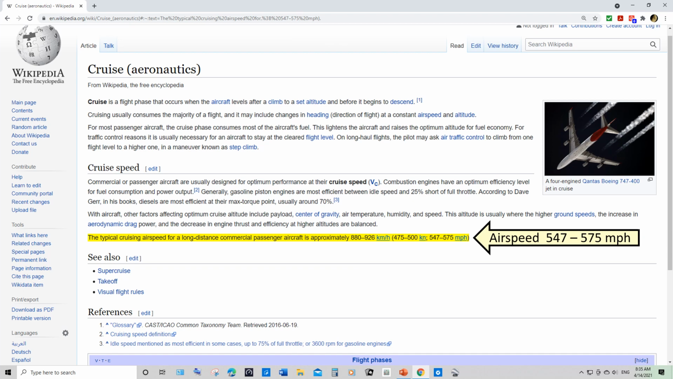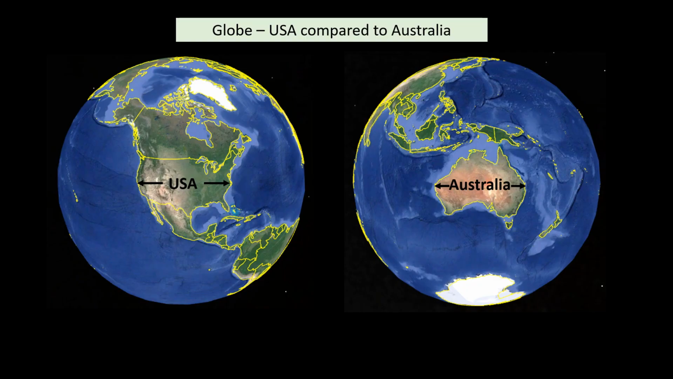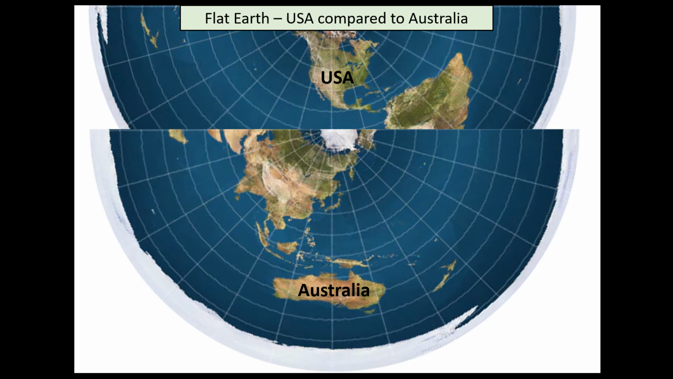We can use commercial aircraft because all the big companies use Airbus and Boeing, and these aircraft fly at the same speed of about 547 to 575 miles per hour. And an easy way to do this is compare flight times across the United States in the Northern Hemisphere and Australia in the Southern Hemisphere. So on a globe model, they should be about the same time. But on a flat Earth, the times across Australia should be noticeably longer.